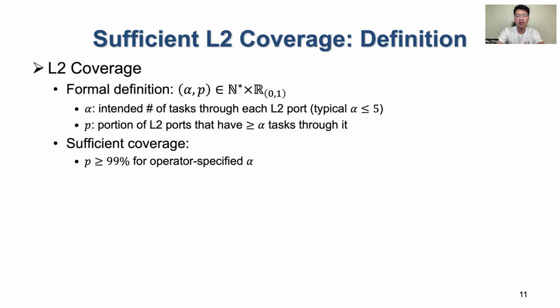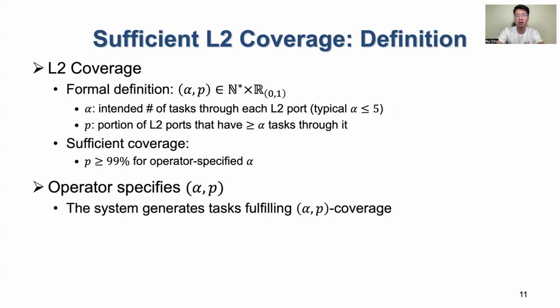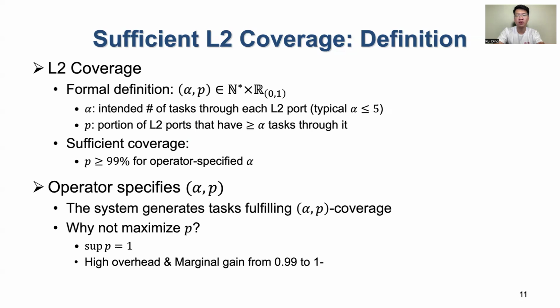We let alpha and P be the input of our system, and our task is to generate tasks fulfilling alpha-P coverage. A good question here is why we don't maximize P. A brief answer is that, theoretically, P can be infinitely close to 1 if you add tons of tasks. However, this leads to high overhead and marginal gain.